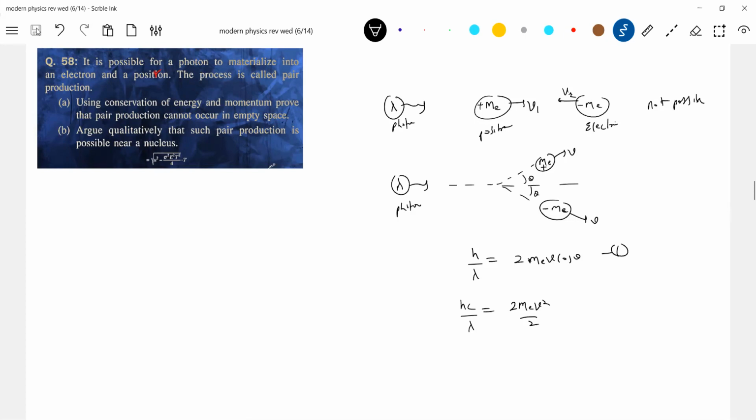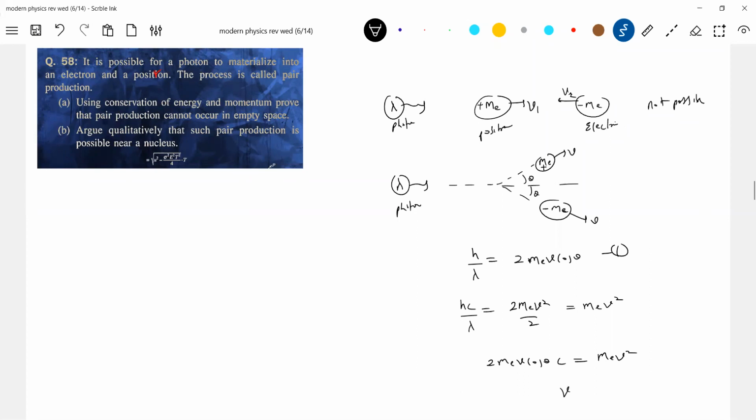Okay, h by lambda, you can write 2me v. The 2 gets cancelled, so me v square will come. Let's see the expression for v, what we get. So h by lambda I'll replace here: 2me v cos theta into c equal to me v square.